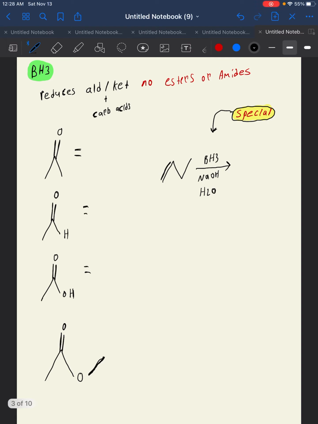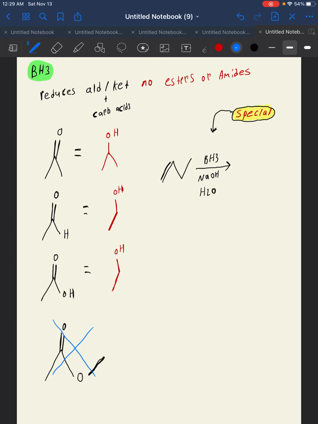So, the first reduction, BH3, reduces aldehydes and ketones plus carboxylic acids, but it does not reduce esters or amides. So what do I mean by that? Well, if we react these with BH3, you'll get that with a ketone, that with an aldehyde, that with a carboxylic acid, and what are you doing in here, ester? Get out of here. Because once again, we can't react it with esters.